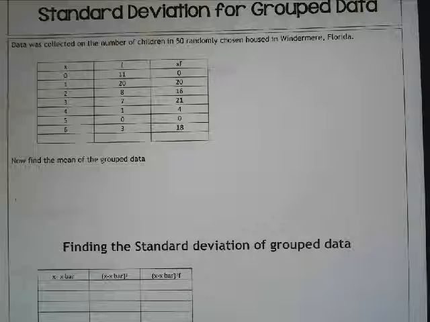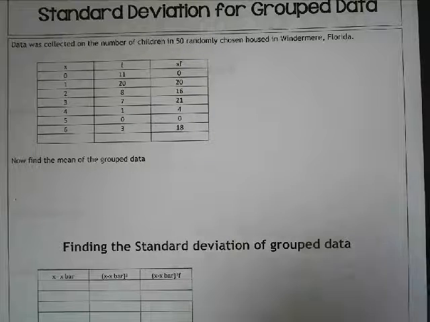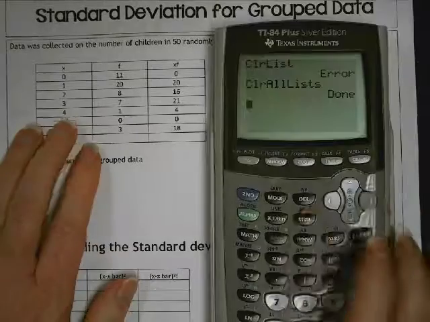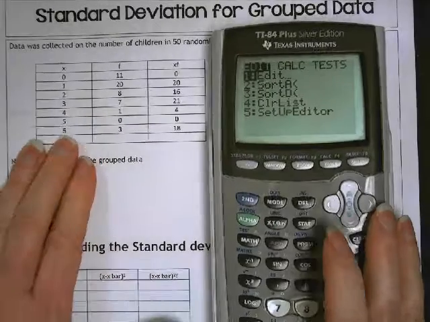Alright, so now we're going to be finding the standard deviation for group data. Even though they have already given us the tables on our page, I am going to put these in our calculator, because the second half we're going to need them anyway. So just a reminder for you how we do this.